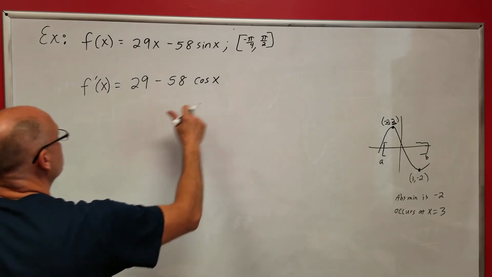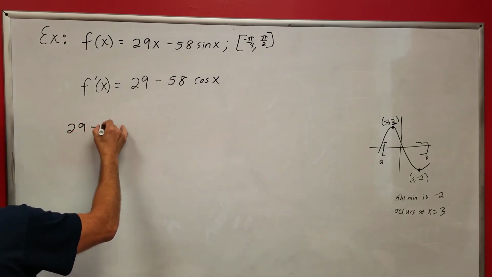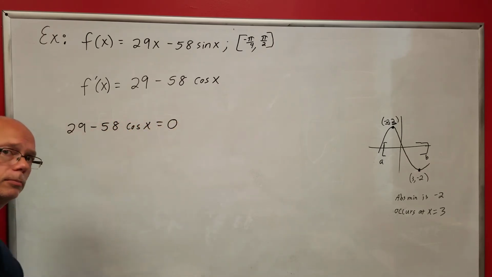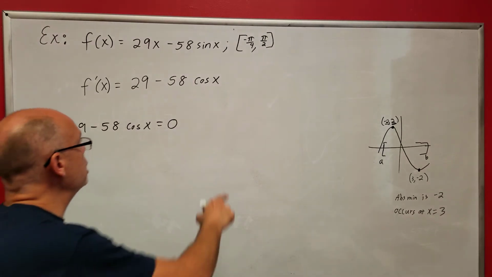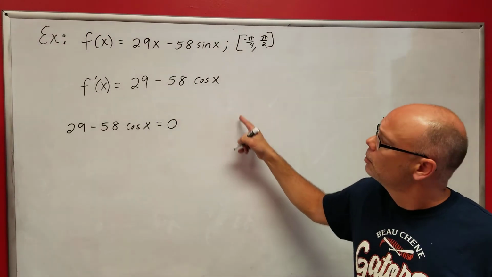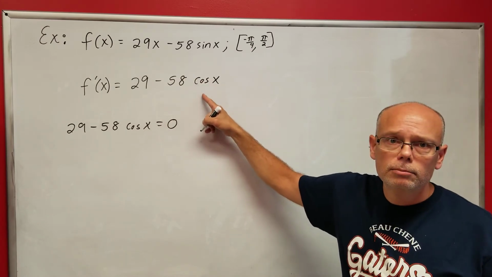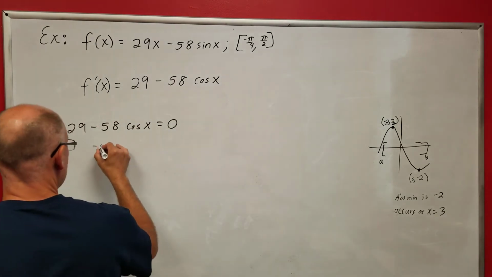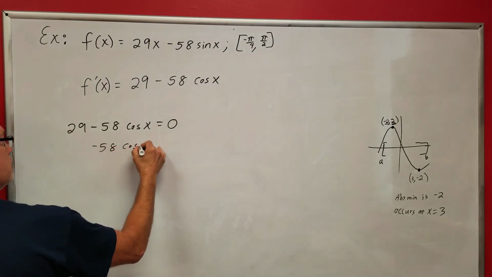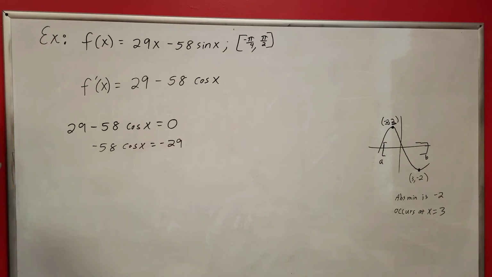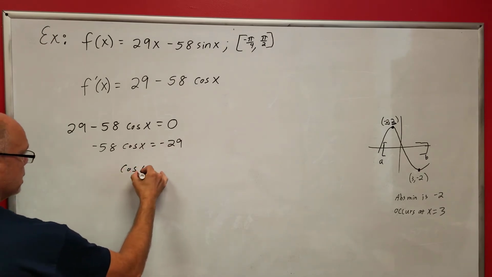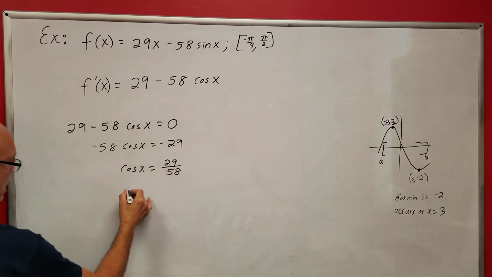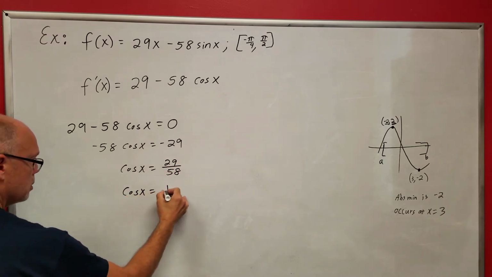Now let's find out where this derivative is equal to 0, and where it's undefined. Well, this function is not going to be undefined anywhere, so I'm only looking for where my derivative is 0. So 29 minus 58 cosine of x equals 0. I get negative 58 cosine of x is equal to negative 29, or the cosine of x is equal to 29 over 58, or the cosine of x is equal to 1/2.